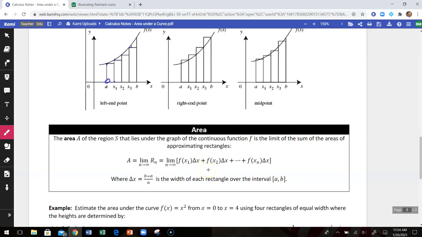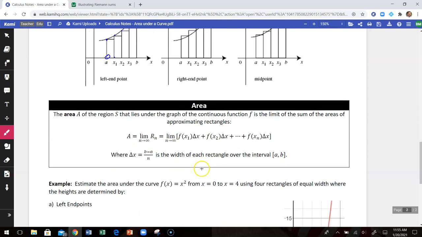Because those rectangles are going to get so skinny that they're going to pretty much follow the curve all the way from A to B, right? And I'm not going to have this excess area or this missing area. If I make more and more rectangles, I'm going to get a closer and closer estimate to what that actual area is. And that is what this tells me.